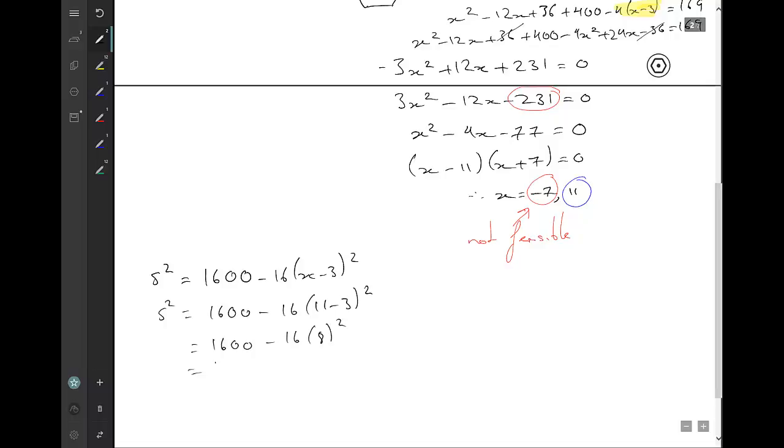equals 1600 minus 16 times 8 squared, equals 1600 minus, so this is 16 times 64. So that one you can pretty much just do on a calculator. So 16 times 64, we will end up with 1024, I think. So 1600 minus 1024. So s squared is equal to 576.